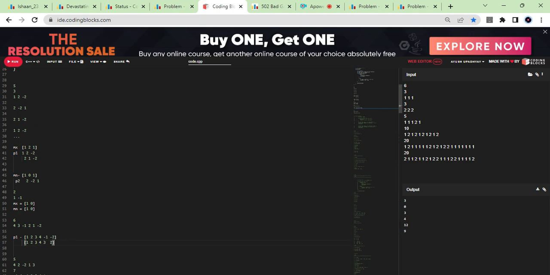And obviously there are more possible permutations for this one, like you start from 3, then 4, then 2, then 1, and then minus 1 minus 2, and minus 2 minus 1, whatever. Just so many permutations for this one.